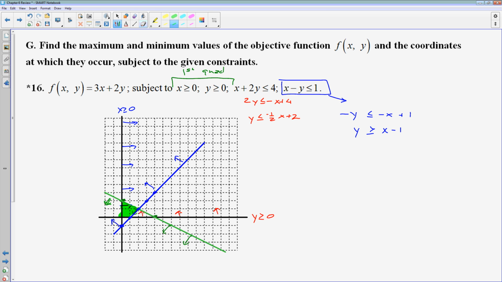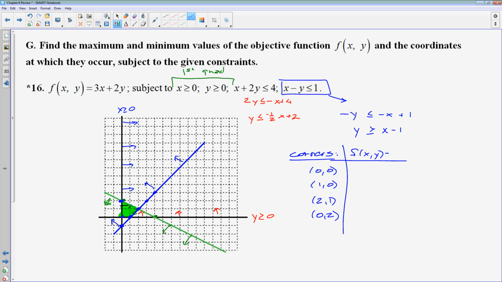We need to find the corners of that region, so let's find the corners. I have a corner at the origin, 0, 0. I have a corner at 1, 0. I have a corner at 2, 1. And then I have another corner up here at 0, 2. Then we plug each one of those corners into the function 3x plus 2y. That's my objective function, f of x, y equals 3x plus 2y.